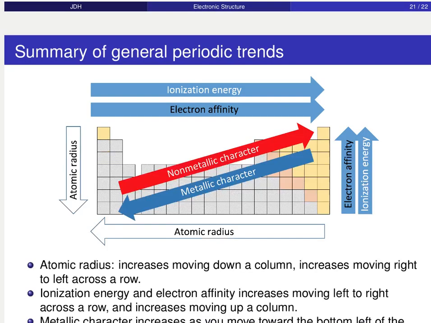So to sum all of this up, we have a handful of trends here that I want you to remember. Again, just the broad trend. Atomic radius is getting larger as you go down and larger as you go from right to left, right? If you look at the ionization energy and electron affinity, they run parallel to one another. You have a greater affinity for electrons as you move from left to right and from bottom to top. And then metallic character increases in the top right and is lowest on the top left.